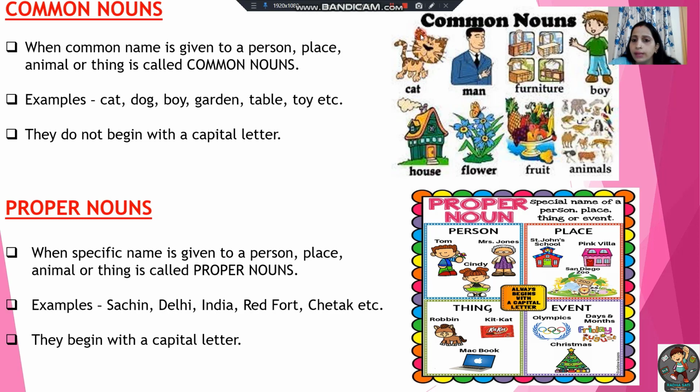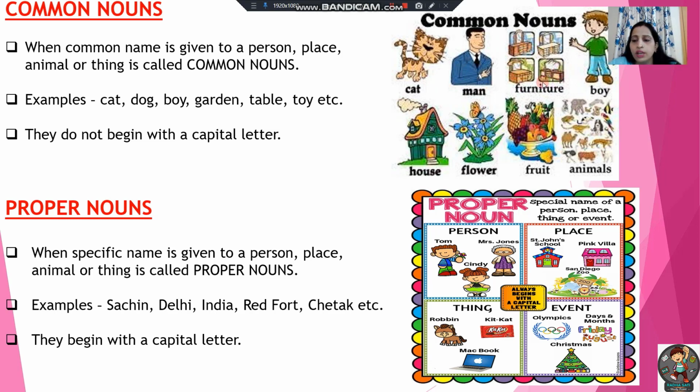If we give a name to a cat, अगर हमने cat को एक special name दे दिया, for example, we gave the name Pussy Cat, then that will be our proper noun. But commonly we say it cat. So that's why it will be a common noun. Similarly, here we are talking about a man only. This is a man. So this will be a common noun. But if we talk about a particular man, for example, if we say that he is Mr. Bajaj, then it will be a proper noun.